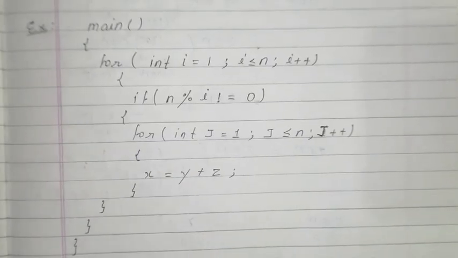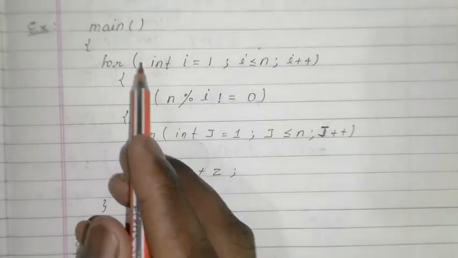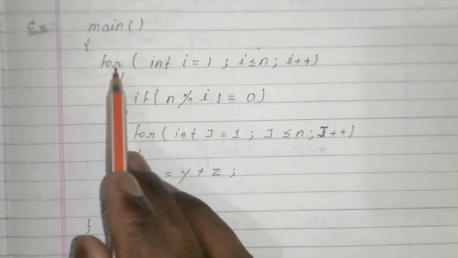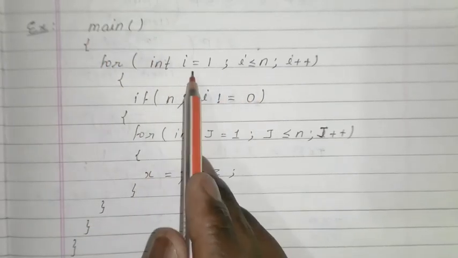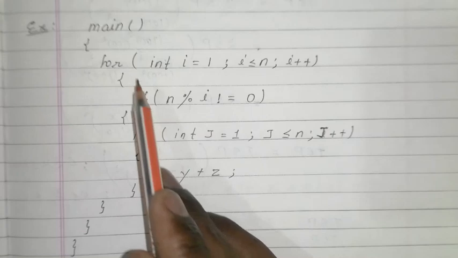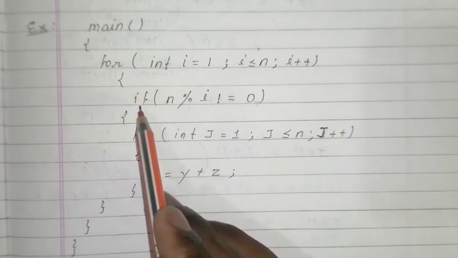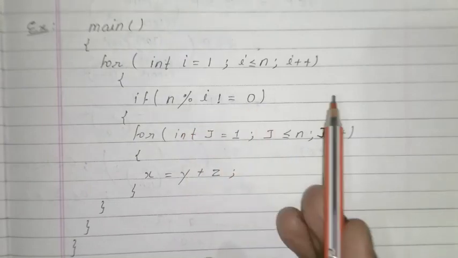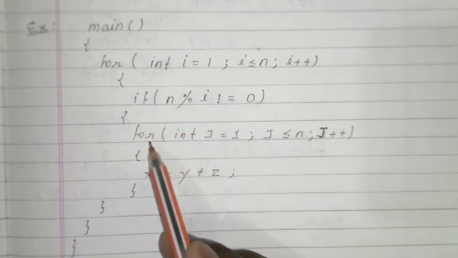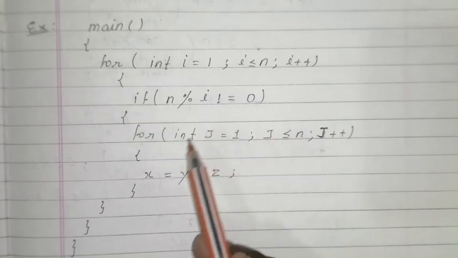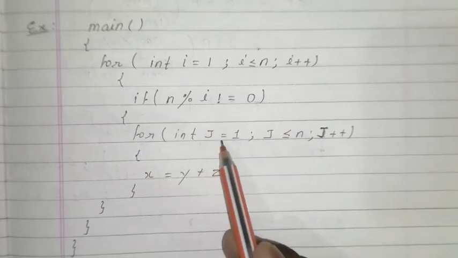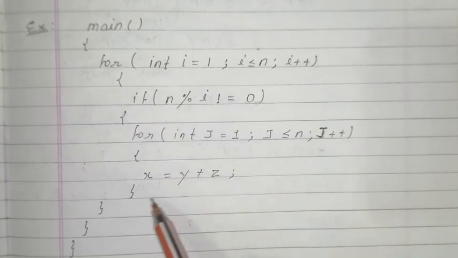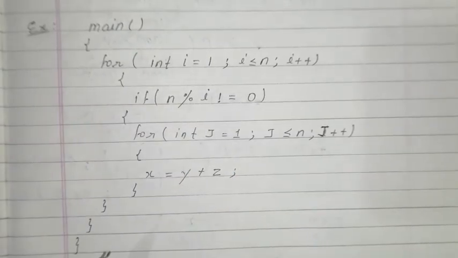so another program is given for how to find the prime number. Okay, so a main program is given. Inside main, a for loop is given which will iterate 1 to n times, and inside for, a condition is checked: n mod i is not equal to 0. Okay, and if that condition is true, a for loop is given which will iterate from 1 to n times. Okay, and a statement is given. So let's see how to solve.